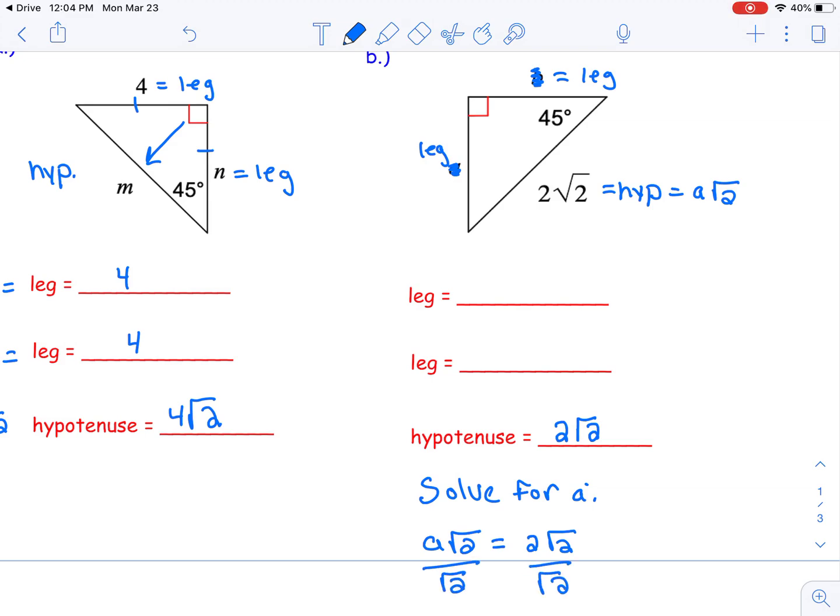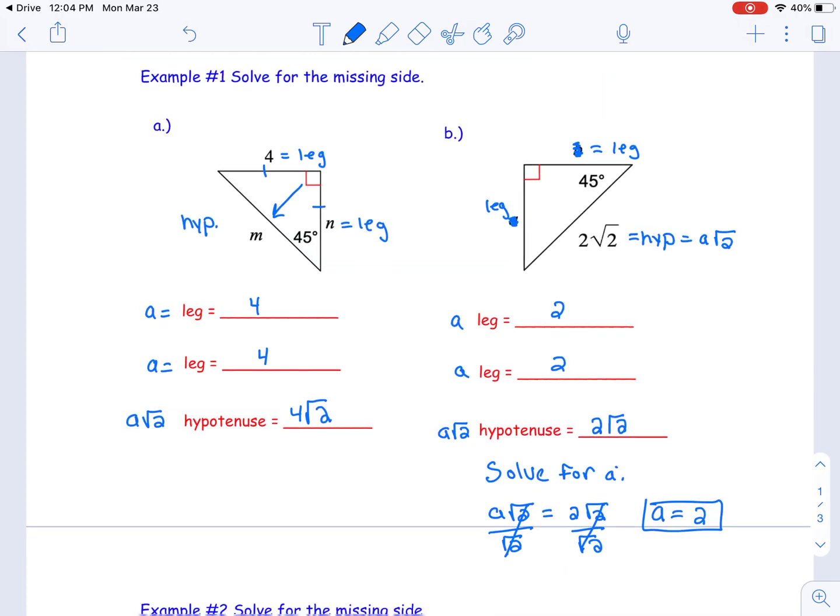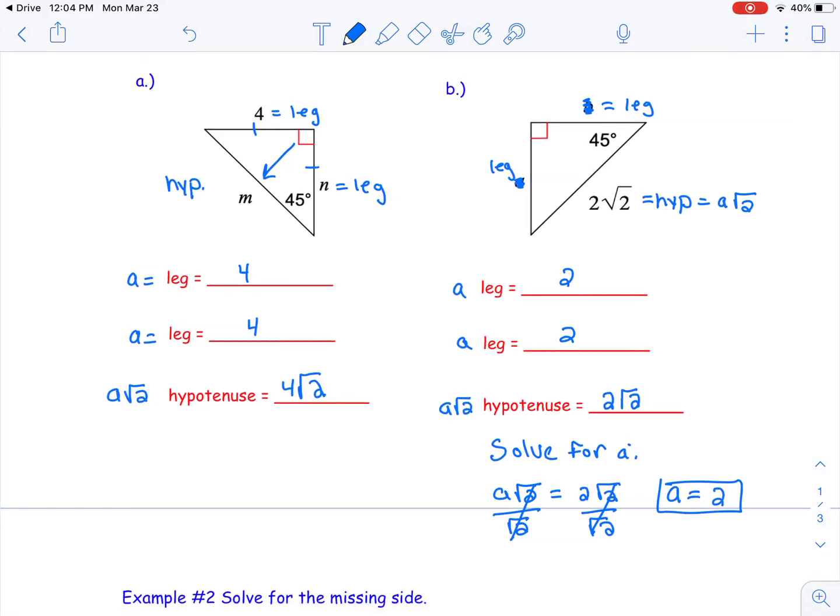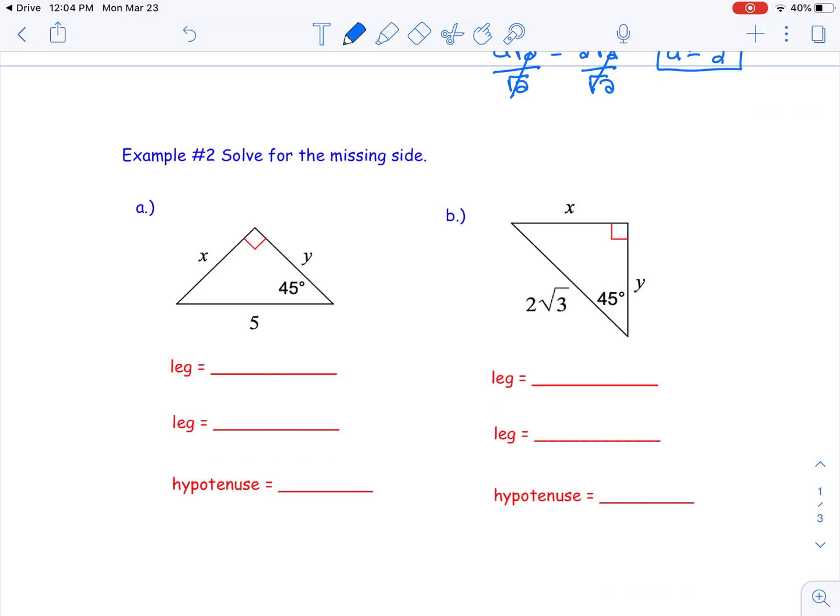So I just divide by radical 2. These cancel, and I end up with A is equal to 2. Once I know A, then I know my 2 legs, because my 2 legs are equal to A. So this is equal to 2, and this is equal to 2. So those 2 weren't that bad. We have 2 more examples.